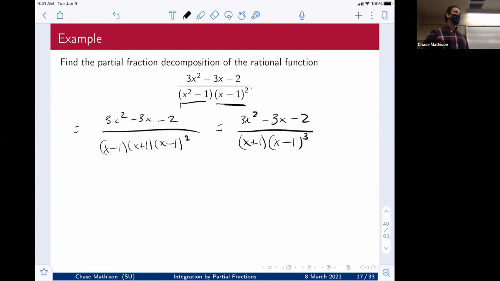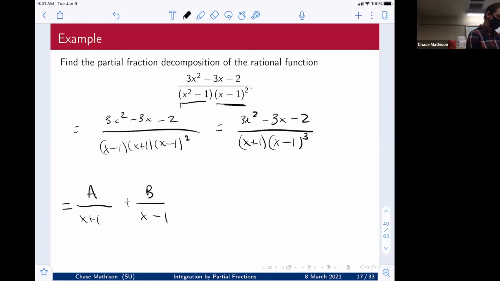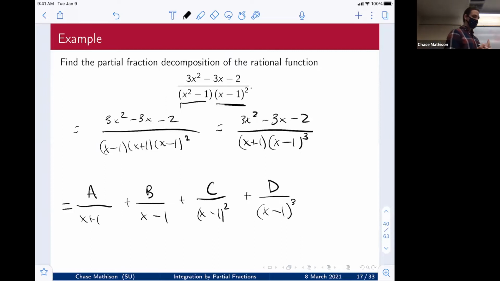And so tomorrow we're going to solve for these coefficients, but tomorrow we're going to write this as a over x plus 1 plus b over x minus 1 plus c over x minus 1 squared plus d over x minus 1 cubed. And we'll pick up from there tomorrow.